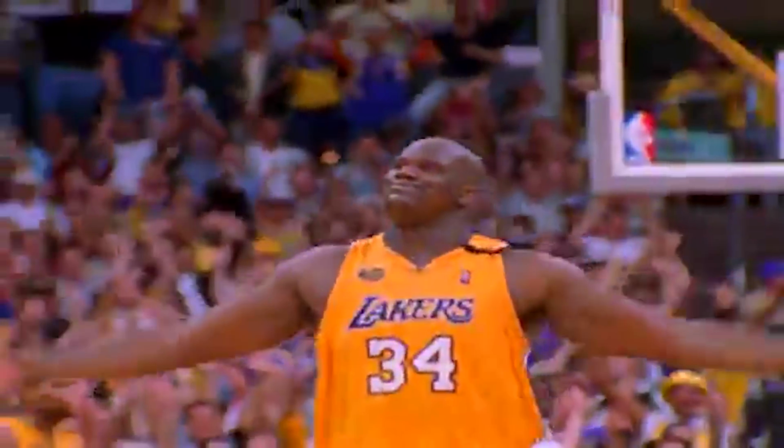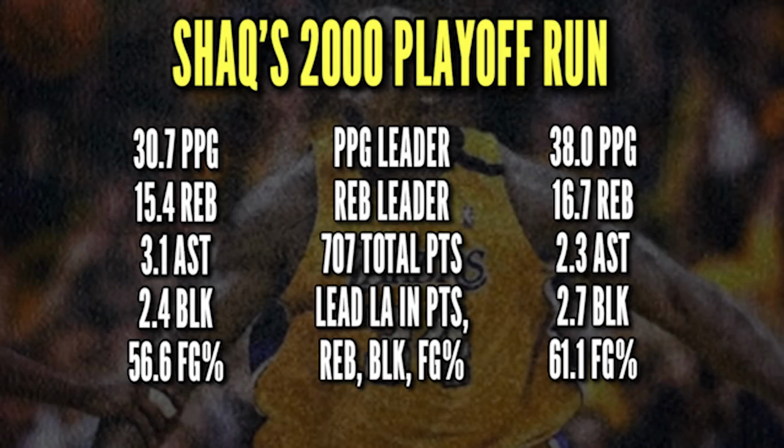And I think the peak of Shaq's powers was the 2000 playoff run. During this run, Shaq averaged 30.7 points per game, 15.4 boards, 3.1 assists on 56% shooting with 2.4 blocks. And he led the playoffs in scoring as well as rebounds. And the most impressive thing from this run is how he played in the finals, averaging 38 points per game, 16.7 boards, 2.7 blocks, 2.3 assists on a ridiculous 61% shooting.